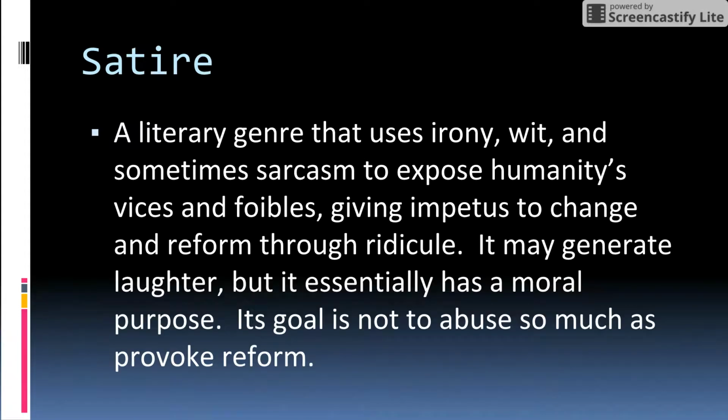So this book falls into three different genres of literature. It can be considered either a satire, an allegory, or a fable.